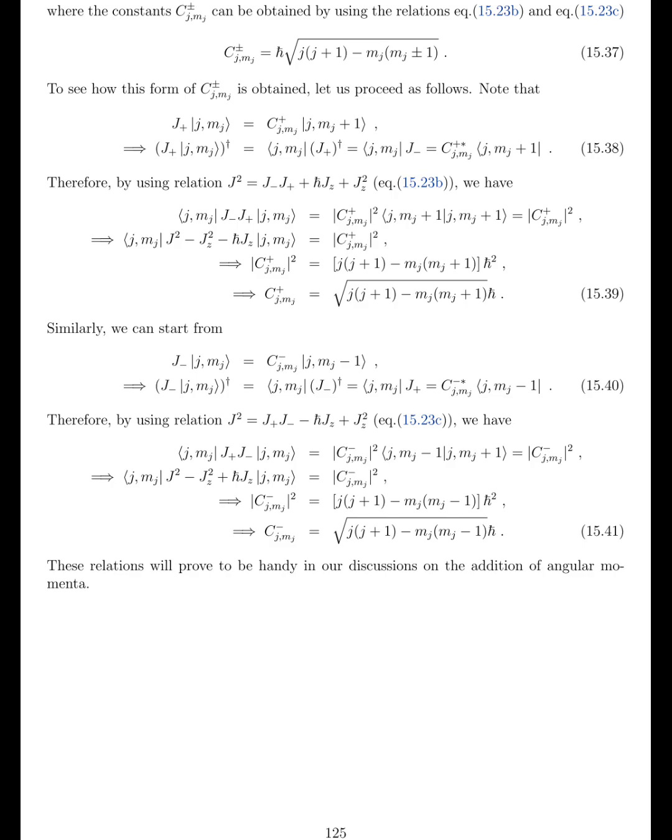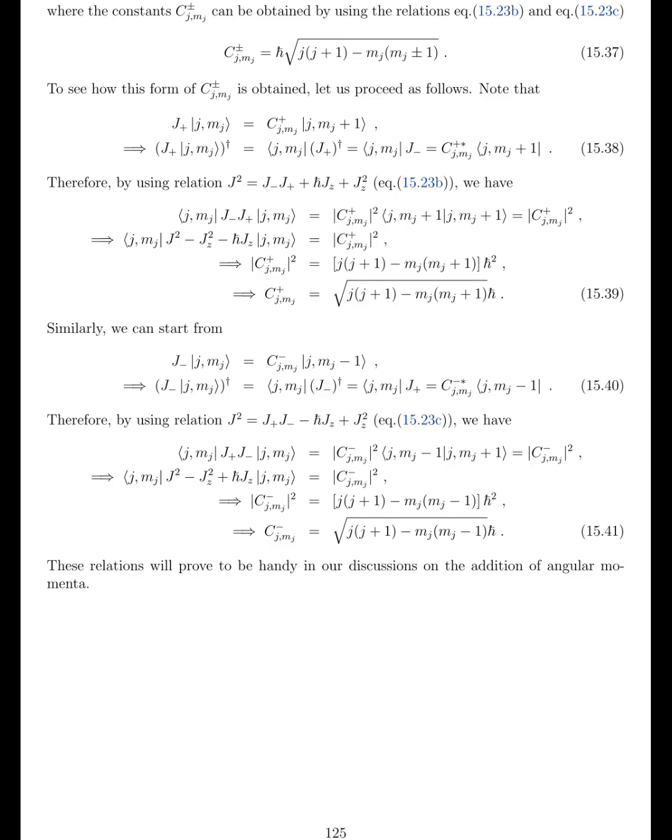So what I've done is I've taken this relationship and this relation and bunched them together. I've taken the matrix element of these two operators together. Why? Because I can use this relation, J square is equal to this object plus H bar Jz plus J square Z. I can write this in terms of everyone else. So I can replace it with this. I can choose to do that.